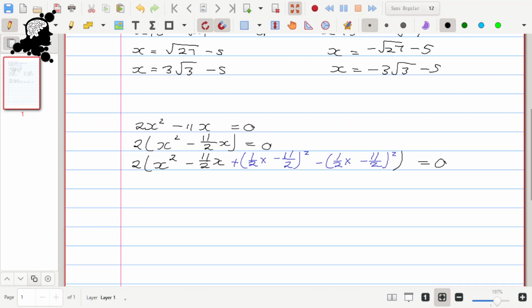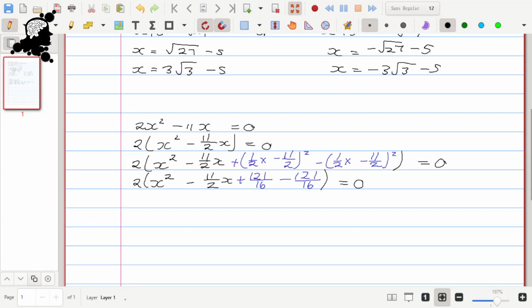Let's simplify this. We're going to have 2 into x squared minus 11 over 2x. Then what is going to happen is 1 over 2 times negative 11 over 2, that's going to give you negative 11 over 4. Negative 11 over 4 squared will give you positive 121 over 16. Minus 121 over 16. And let's close the bracket here. This is equal to 0.